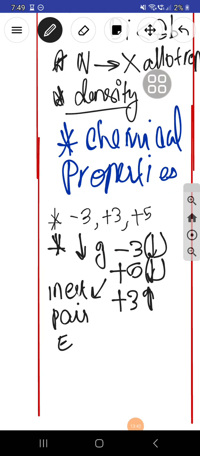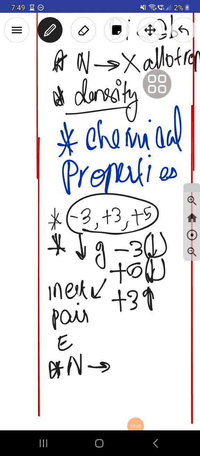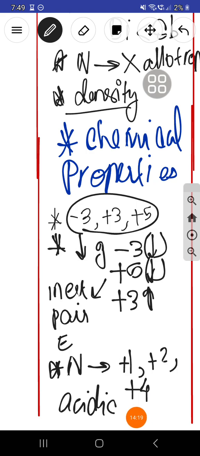Nitrogen, apart from all these common oxidation states, exhibits +1, +2, +4 oxidation states. It won't exhibit +5 like any other members because it is the smallest and it does not have d orbitals. Also, when nitrogen is in oxidation states from +1 to +4, it disproportionates in acidic solution. That is very important.